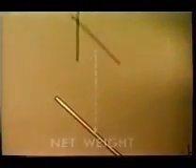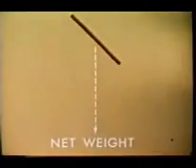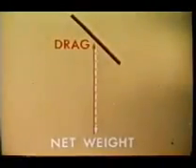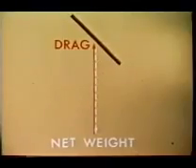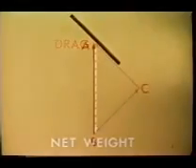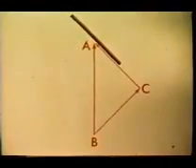At terminal speed, the net weight is just balanced by the drag, which therefore acts vertically. The drag may be regarded as being the resultant of two forces, one parallel to the long axis and one perpendicular to it. These two forces are represented by CA and BC in the triangle of force ABC.